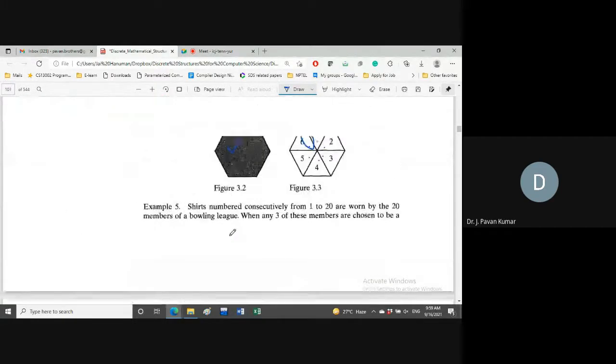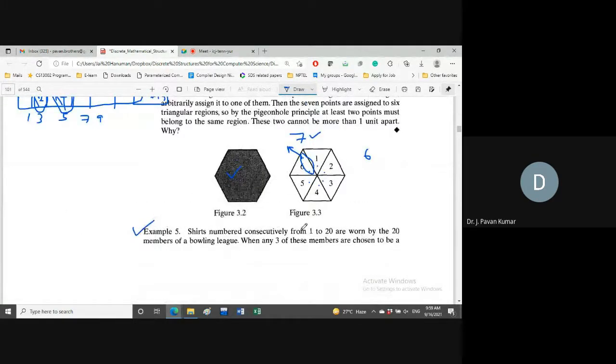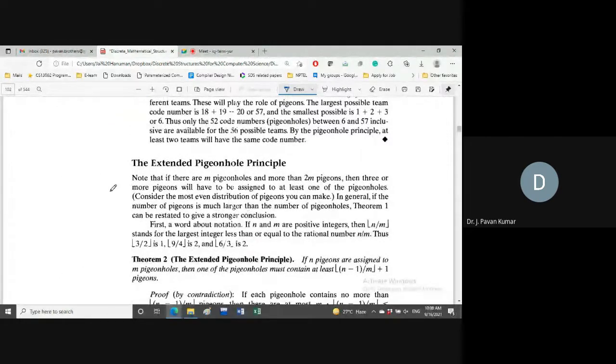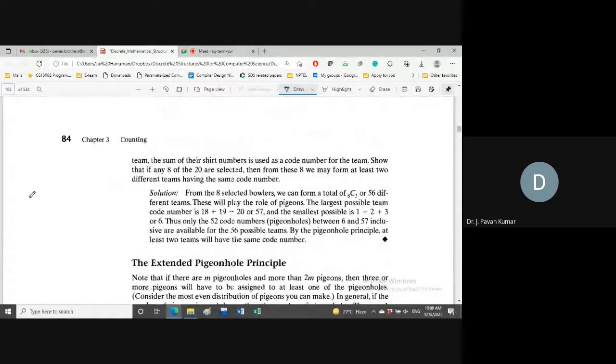Like this, there is another example also. Please go through this. Next, consider that there exist more pigeons. Like earlier, we have seen n and m, and we assumed that whenever n is greater than m, then only we can say there exists at least one pigeonhole with more than one pigeon. This is what we have assumed.